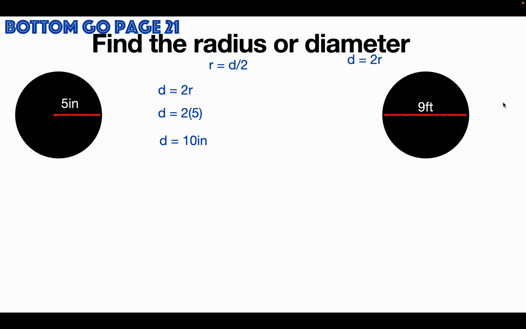This next one gives me the diameter because it goes all the way across. And I know the diameter is double my radius, so I must cut my radius in half. So radius equals diameter divided by 2. Go ahead and figure it out. We plug it in, and then we do the math. 9 divided by 2 is 4.5, so my radius is 4.5 feet.